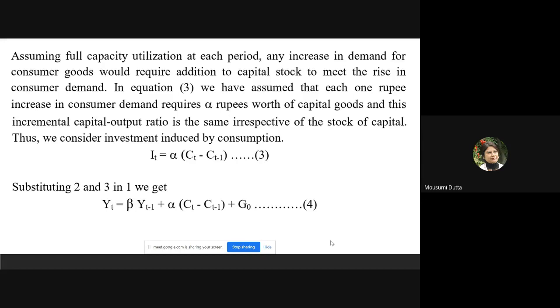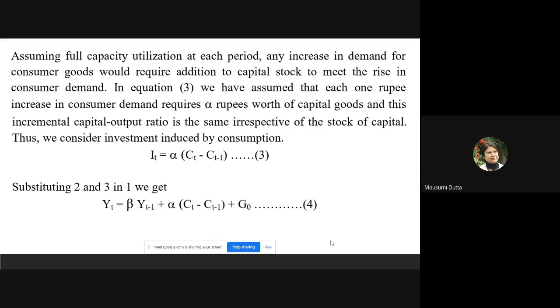So in equation 3, we have assumed that each 1 rupee increase in consumer demand requires alpha rupees worth of capital goods, and this incremental capital output ratio is the same irrespective of the stock of capital. Okay, so I mentioned too many things.